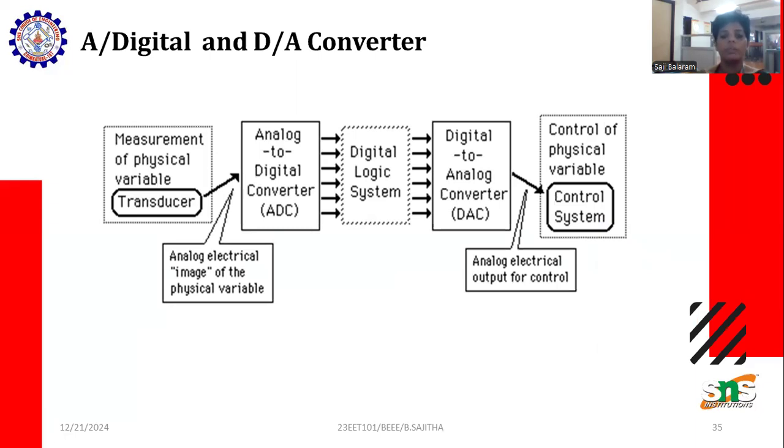And then there will be a digital logic system, which again converts digital to the analog system, that is DACs. And again, it is being converted into the control of the physical variable, that is the control system. So in between transducer and ADC is the analog electrical image of the physical variable. And between the DAC and the control system, there is an analog electrical output for the control.